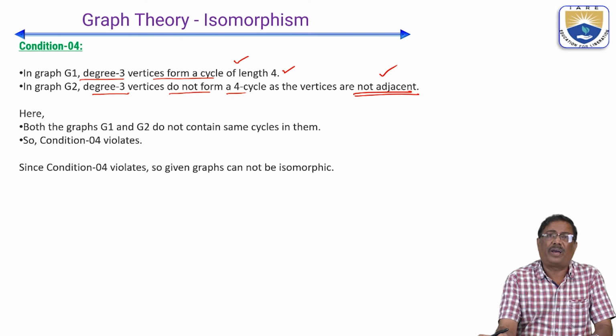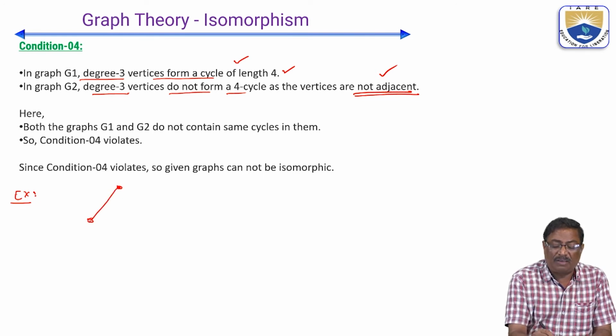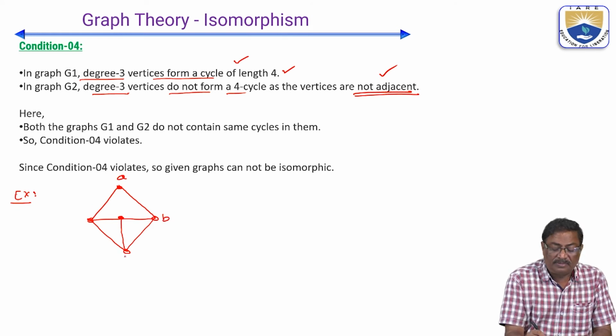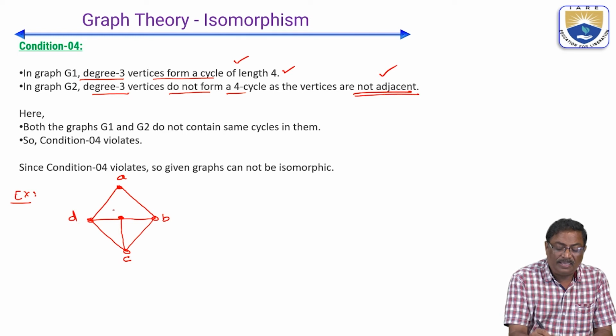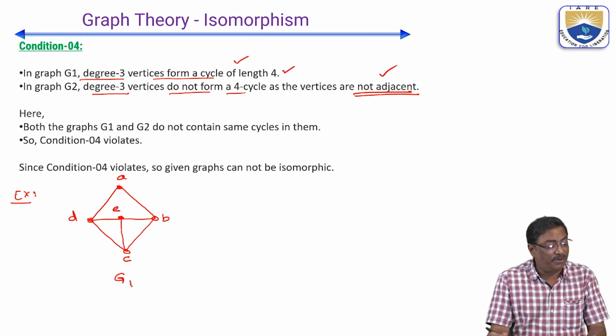Let us verify some more examples. I am going to take one graph like this. So let us say the vertices are A, B, C, D, E. Let us take this as the graph G1.